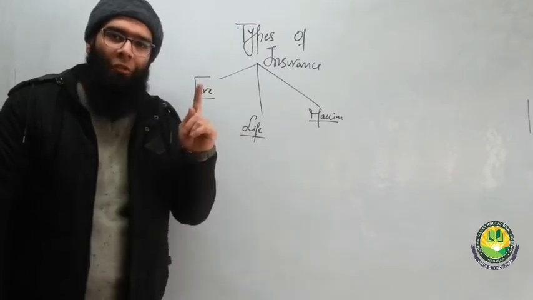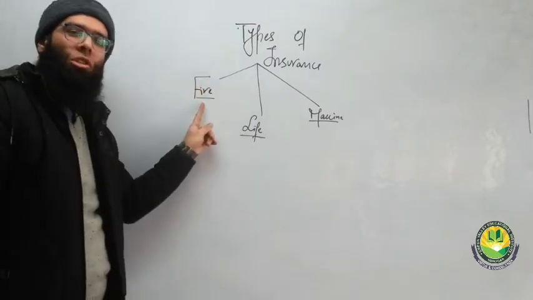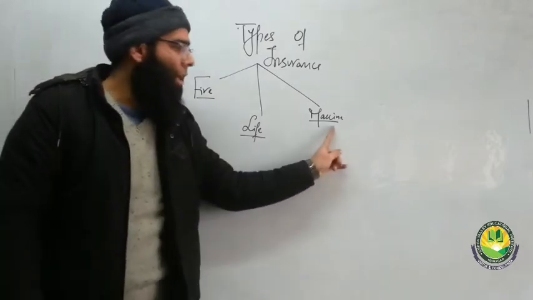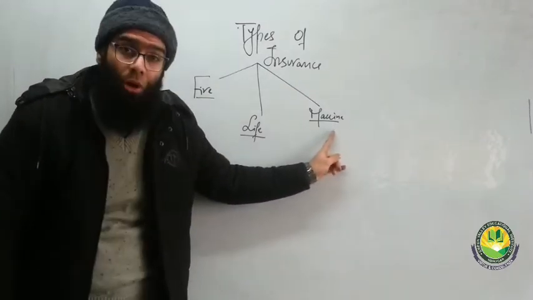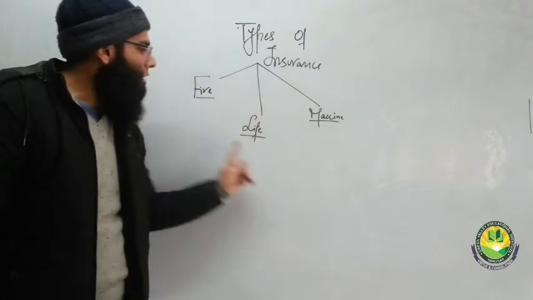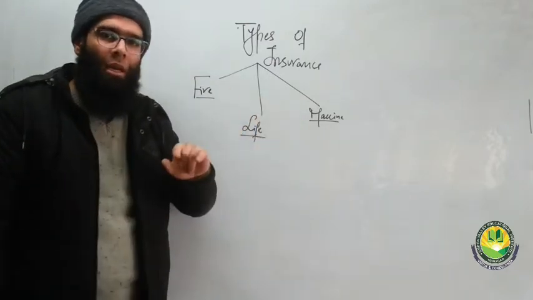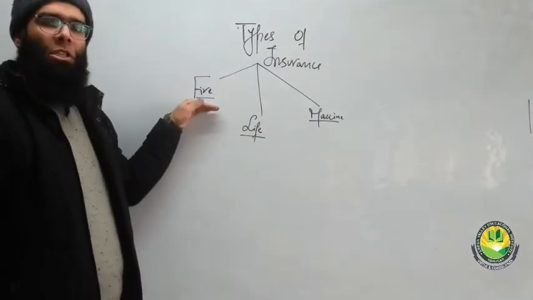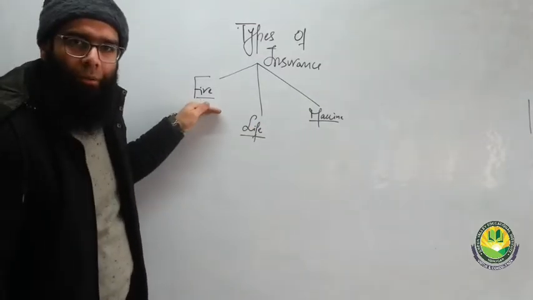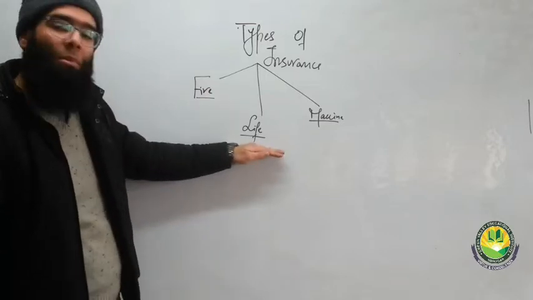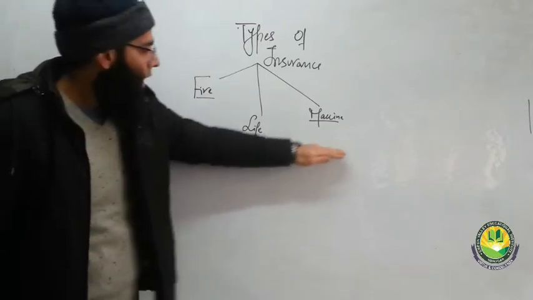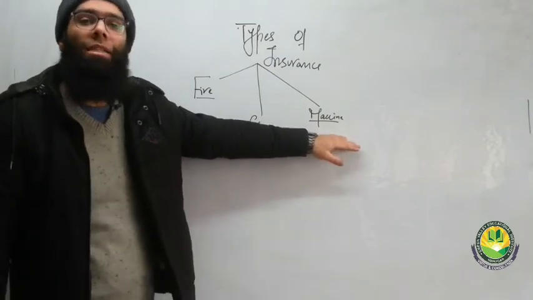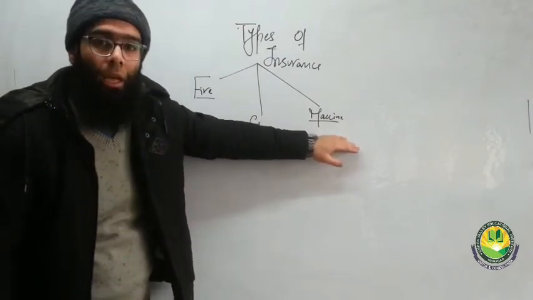Yes, the only difference is that here the cause shall be fire, here the cause is death, and here the cause is any water body. So the cause only differs, otherwise they all 3 are contract of indemnity. Here the compensation shall be paid if the damages are by fire. Here the compensation shall be paid in case of death. Here the compensation shall be paid in case of damages caused by sea or any other water body.